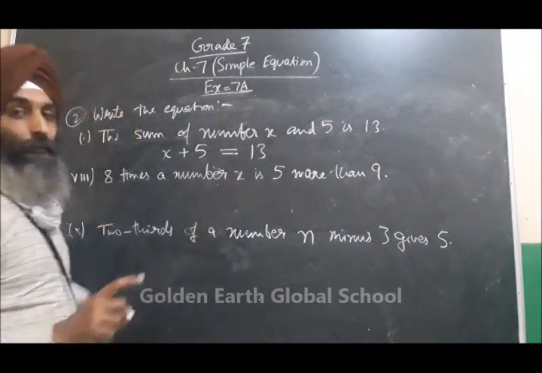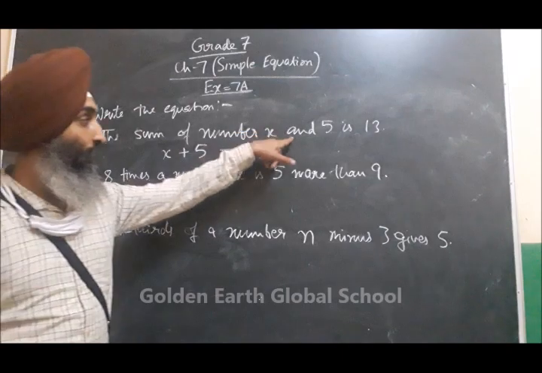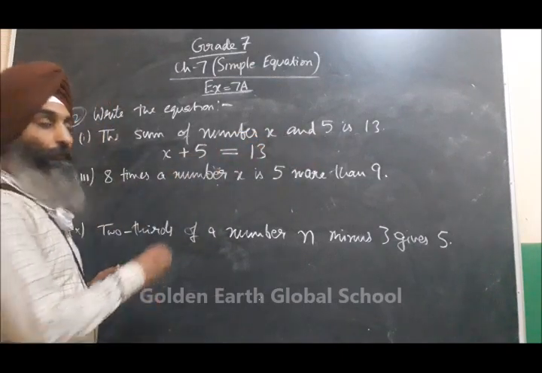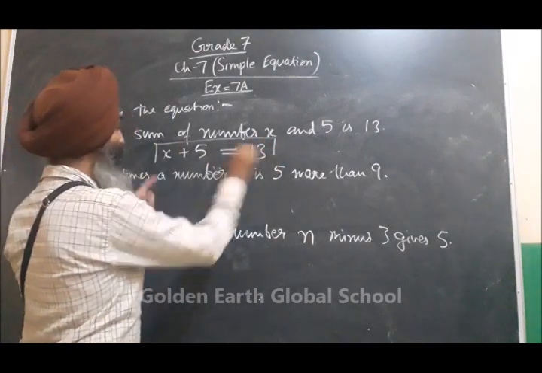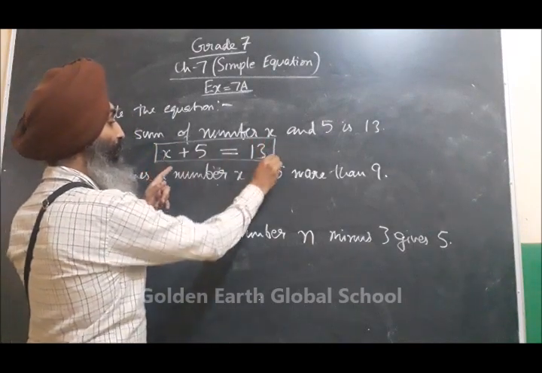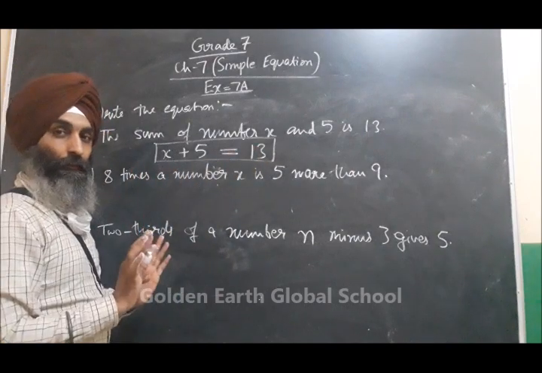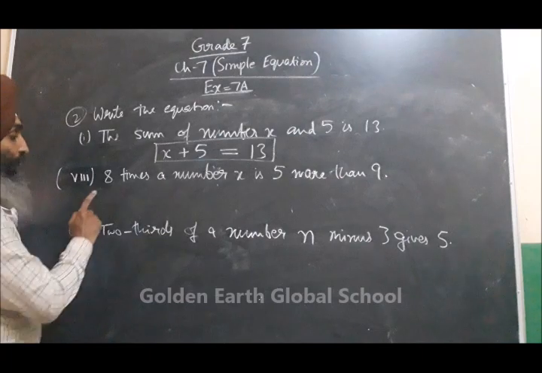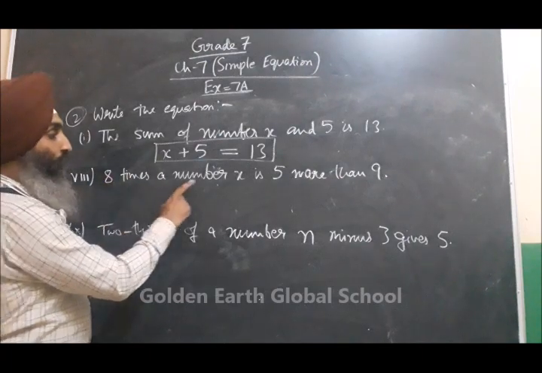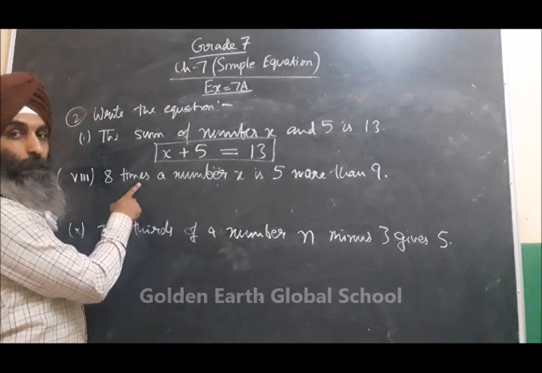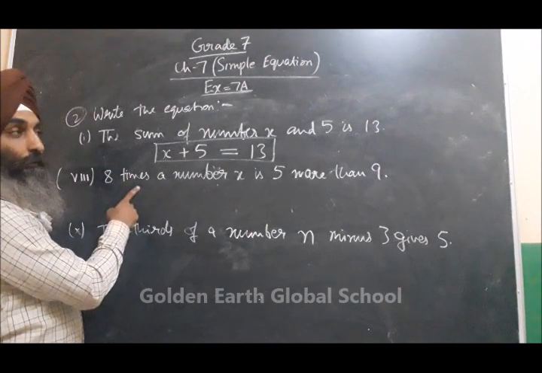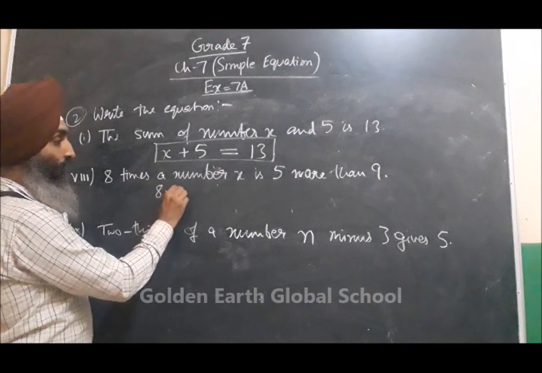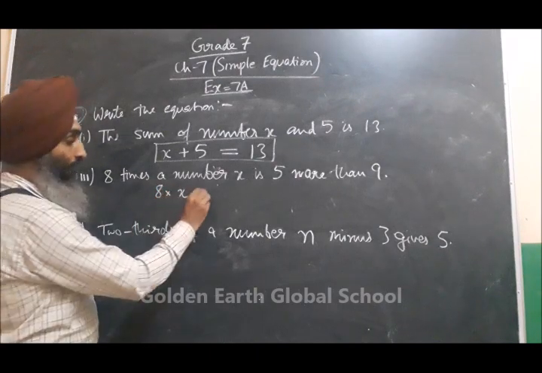So it means the statement is written in English, and you have to make the equation numerical. So the sum of x and 5 is 13. Done? Understood how to do this? Now see the 8th part. In the 8th part, 8 times a number. Times means multiply. Product means multiply. So times is multiply.